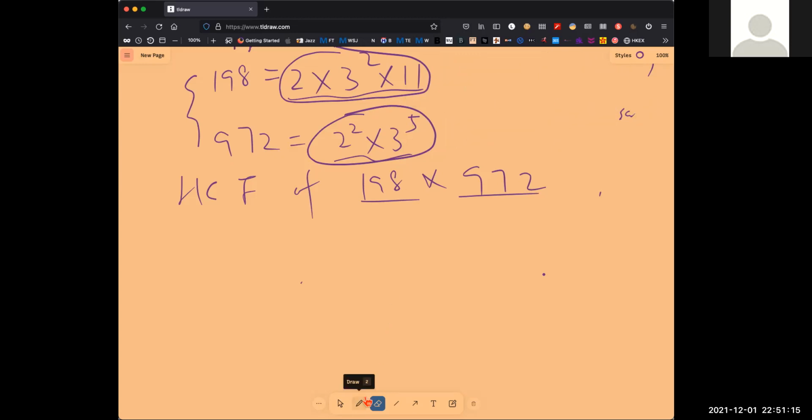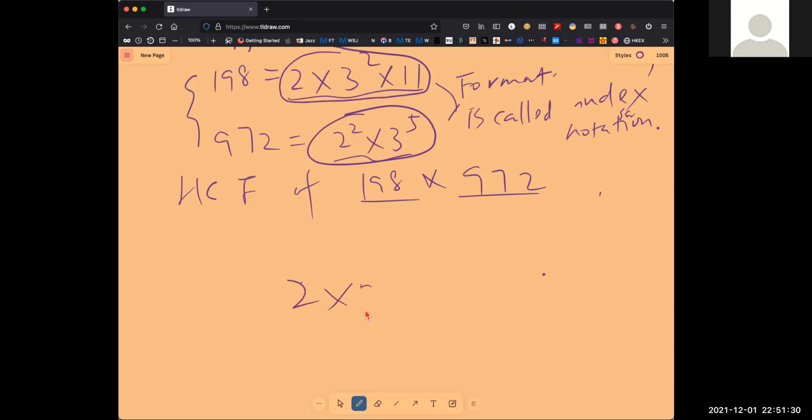This format is called index notation format. Okay, I'm going to explain to you what this is about.